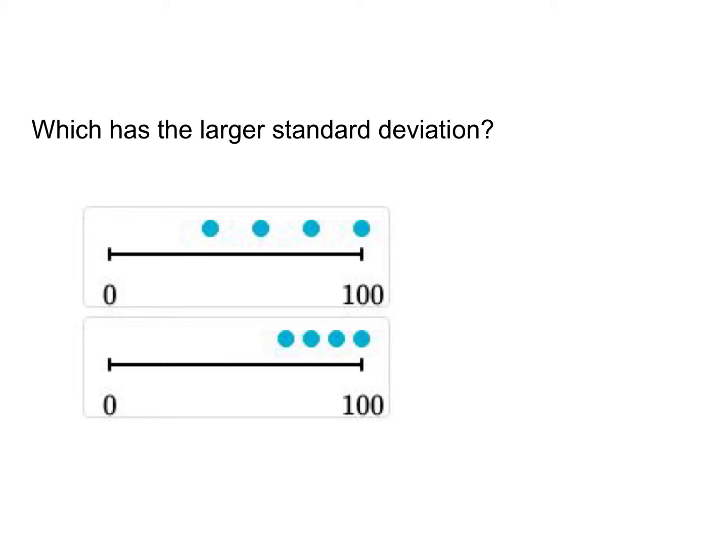Another idea we looked at is our measures of spread, main one being standard deviation. So when I say which dot plot here has a larger standard deviation, I'm really saying which one has the points more spread out. Hopefully you see that that is this top dot plot.